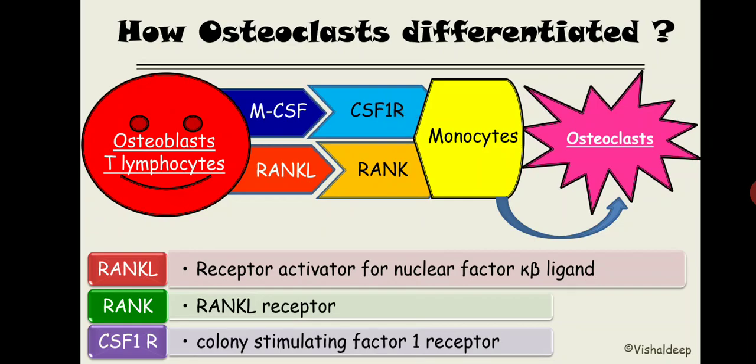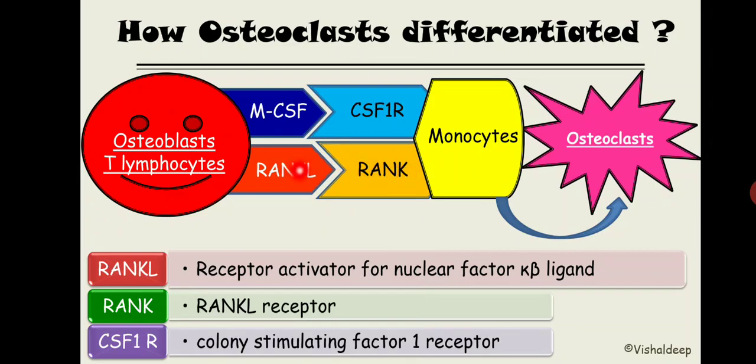Now here's the catch. Whenever this osteoblast or T lymphocyte gets activated, this MCSF and RANKL ligand will attach to the appropriate receptor. Then this monocyte will be converted into the osteoclast. So these receptors are already present over the monocyte. Once this osteoblast gets stimulated, this ligand will appear on the surface and attach to the monocyte and bring about this differentiation from monocyte to osteoclast.